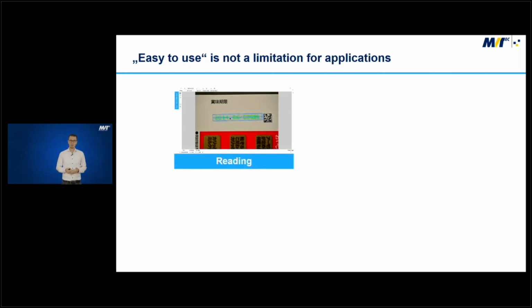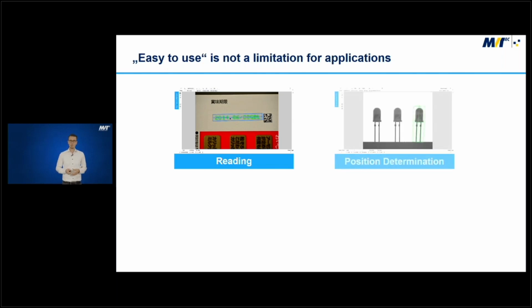We have the topic of reading. Reading is a bigger topic because it's clear text reading, but it also includes the 1D, so barcode reading, and 2D code reading. Position determination means to check, is the part in the right position or in the right dimensions?